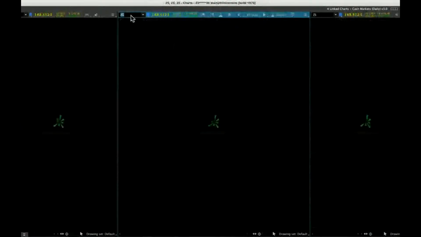Actually, let me show you another one. There is one. Let me show you one more. There was actually a giant positive divergence into the NASDAQ before it took off.